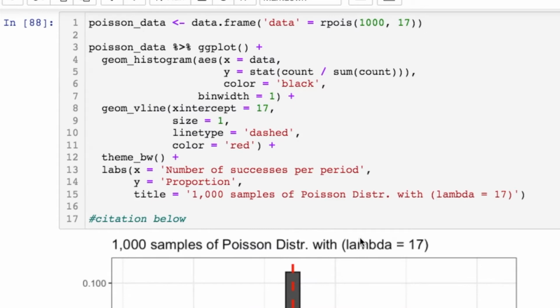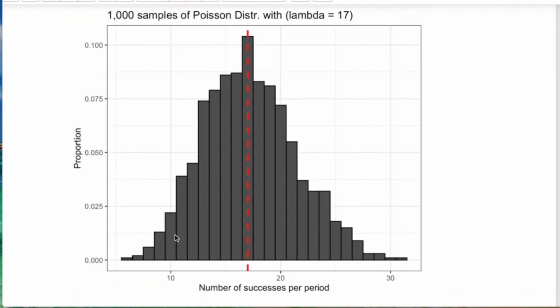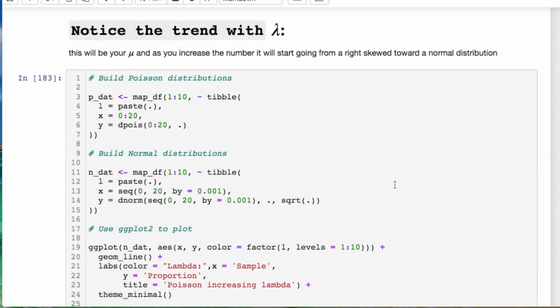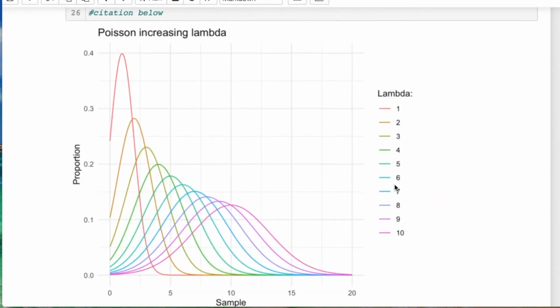So we can see that if we're dealing with lambda, that is actually our mean. For 1,000 samples with our Poisson distribution, we will notice that it looks somewhat like a normal distribution and skewed, okay? You'll notice this skewing. Now, what happens if we start playing with this? We'll notice that there's a trend with our lambda. As you increase your mu, you'll notice that this starts becoming a normal distribution with a tail. So as we increase our mean, starting with 1 and going up to 10, our sample will end up looking more like a normal distribution. That's the takeaway from this, okay?